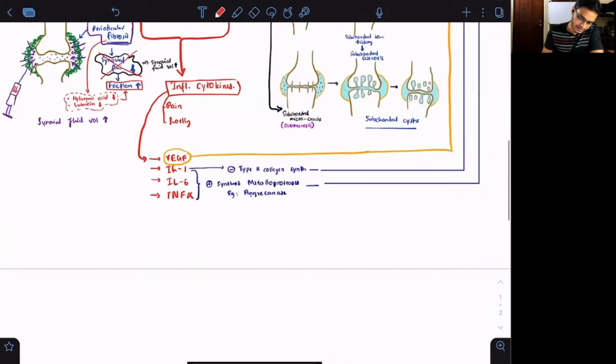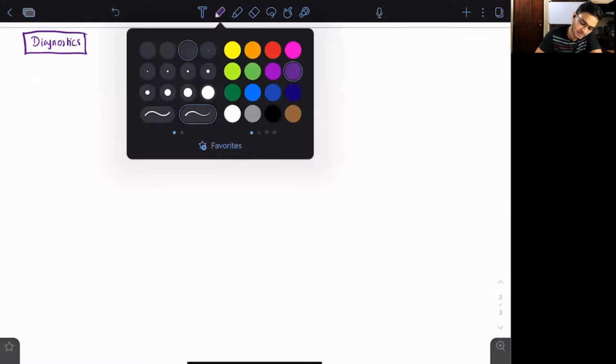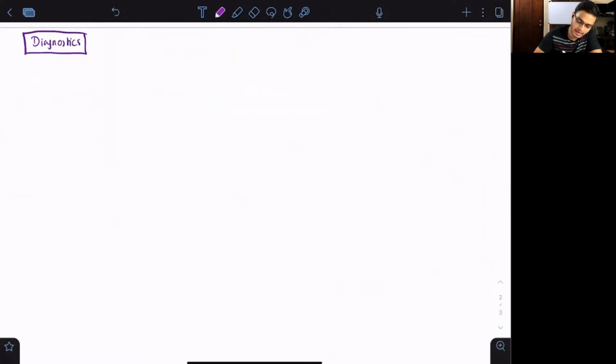Okay, right. Now, after covering that, guys, we'll dive into the diagnostics. In the diagnostics, one of the first things, let's break this down into generalized clinical features. What are these generalized clinical features, guys? First one is joint pain.